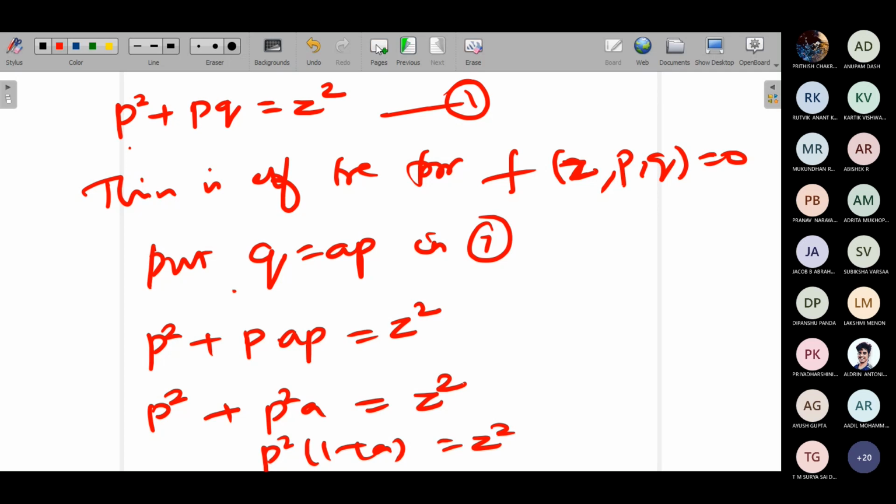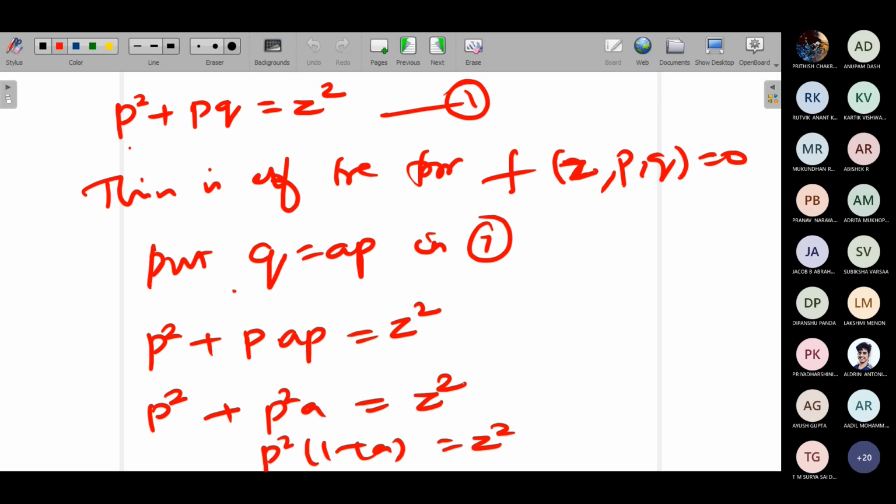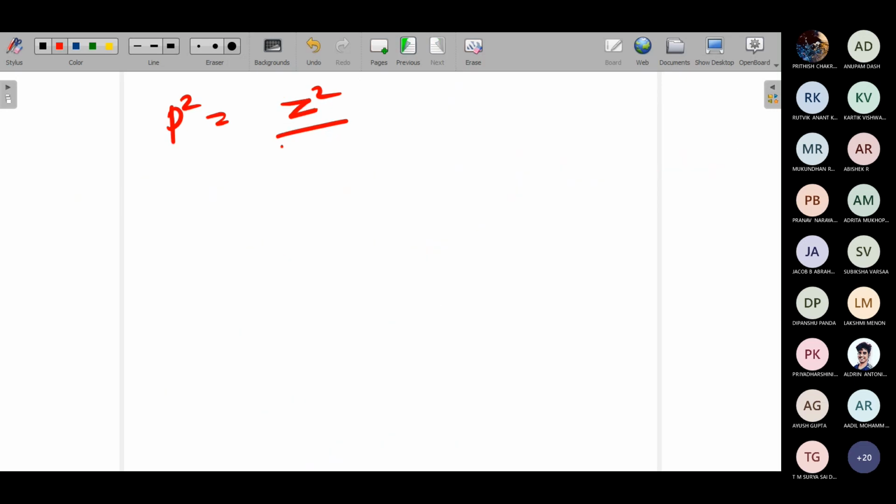So from this we have to solve for p. What will p be? p square equals z square divided by 1 plus a. So p will be equal to plus or minus z divided by square root of 1 plus a.